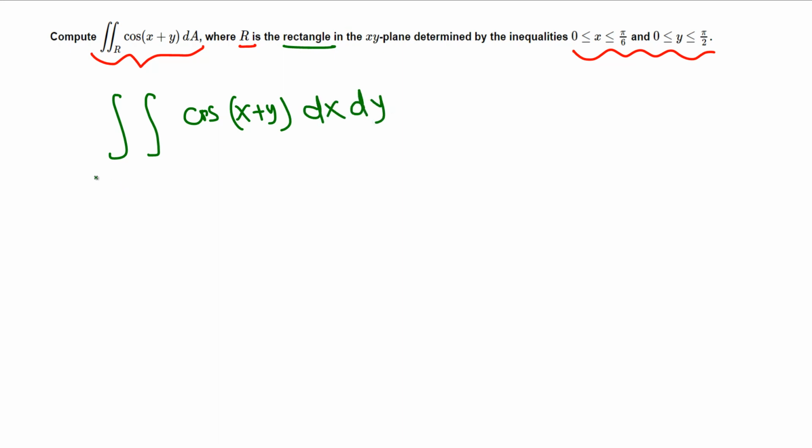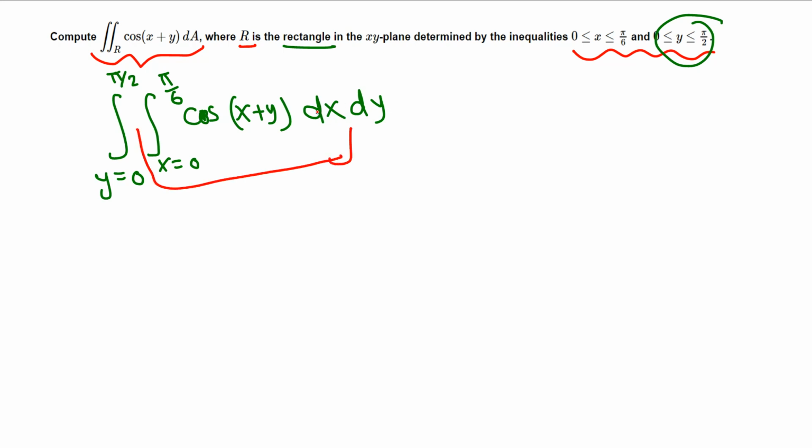So y outside, so y equals, if we look at here, y is going from 0 to pi over 2 and x is 0 to pi over 6. Okay, now we integrate this inside with respect to x, then we need to do it with respect to y.